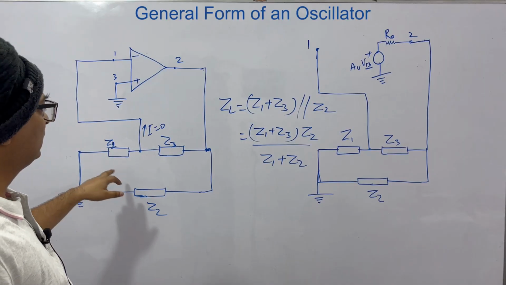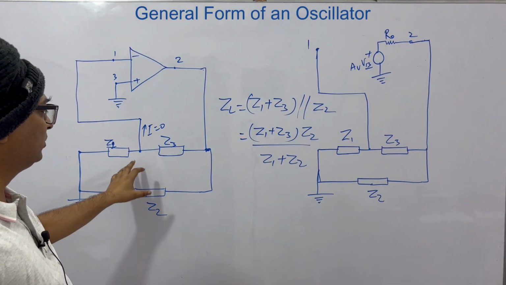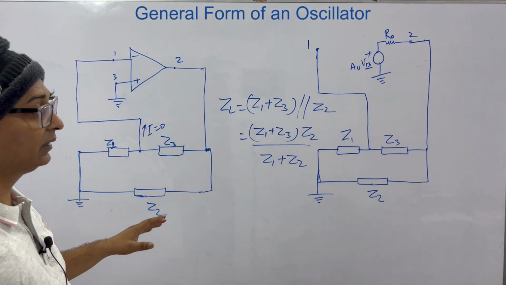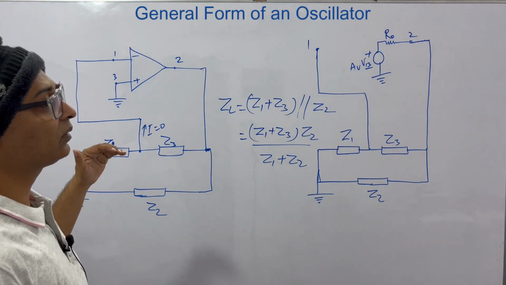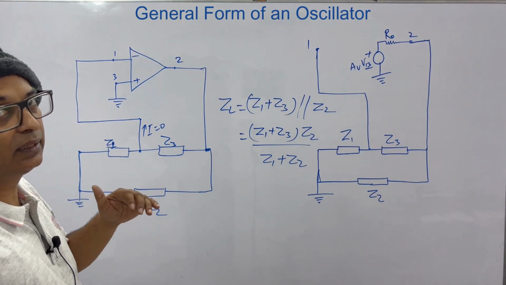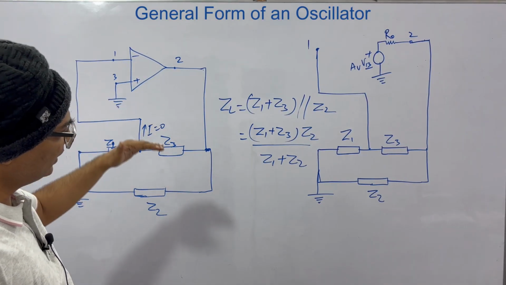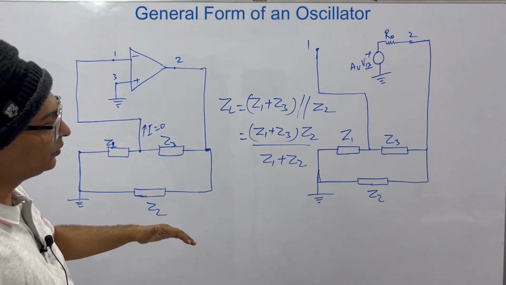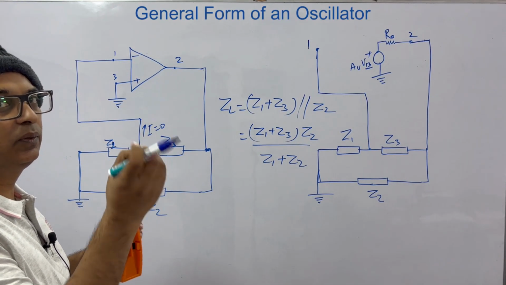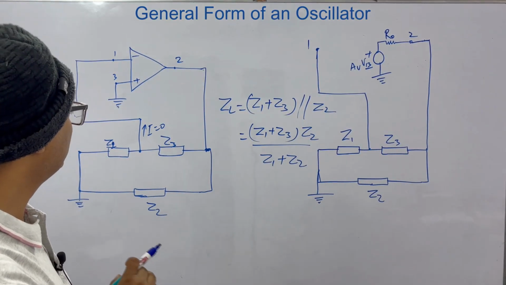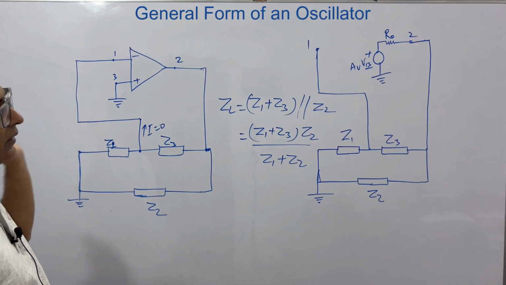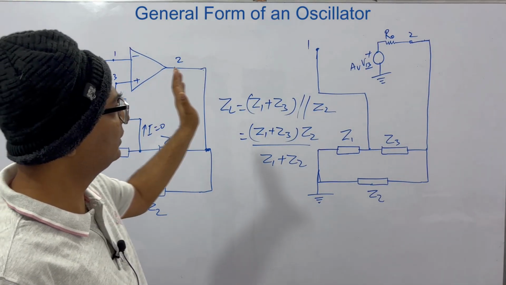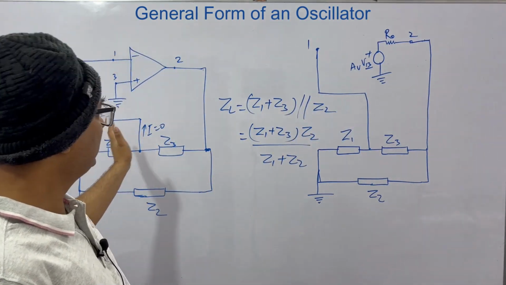We'll later on replace these impedances with capacitances and inductances. Those circuits are called Colpitts oscillator and Hartley oscillator. So whatever we are deriving now, you will just have to put the value L or C there, and you will get a Hartley or a Colpitts oscillator. So Z is this. This is the diagram explaining this circuit.